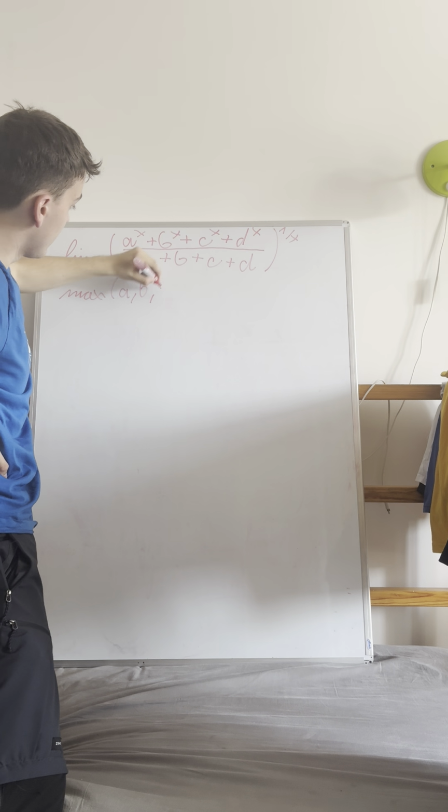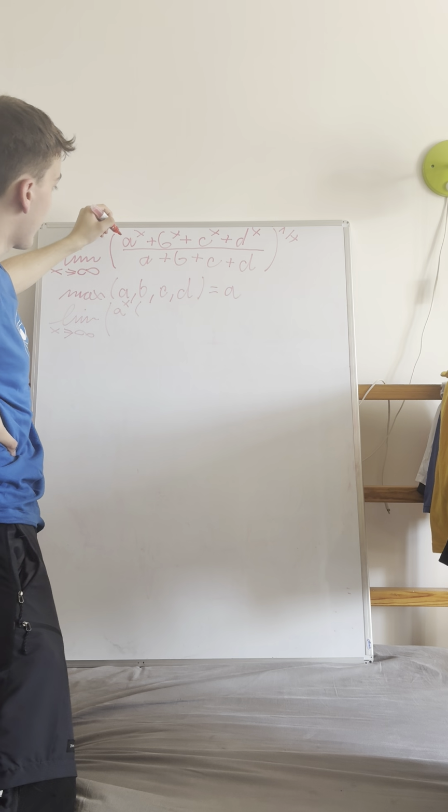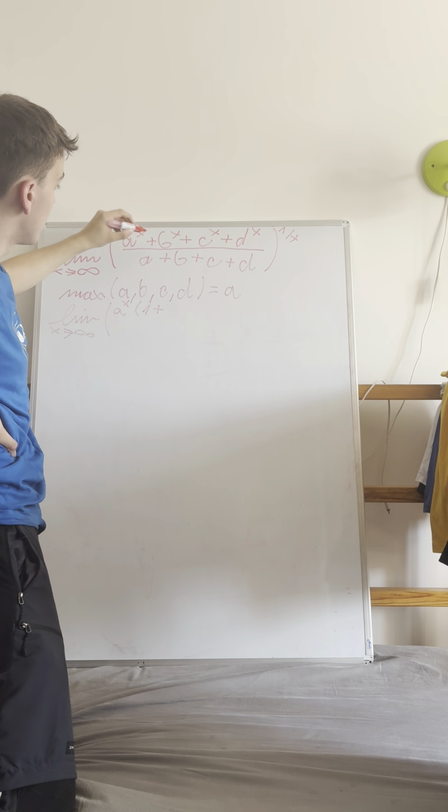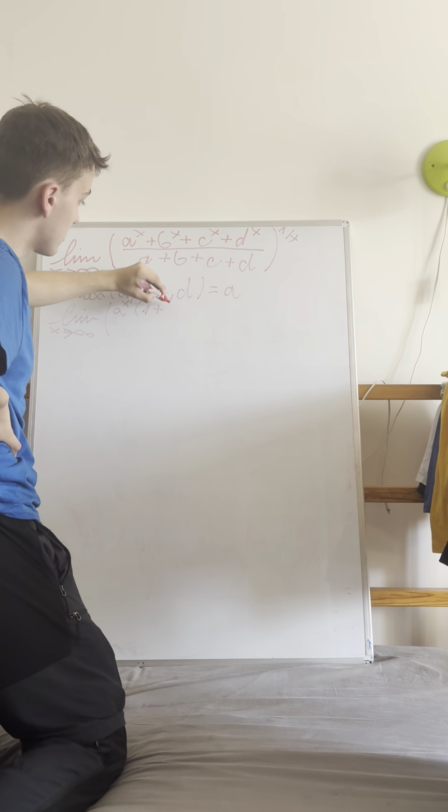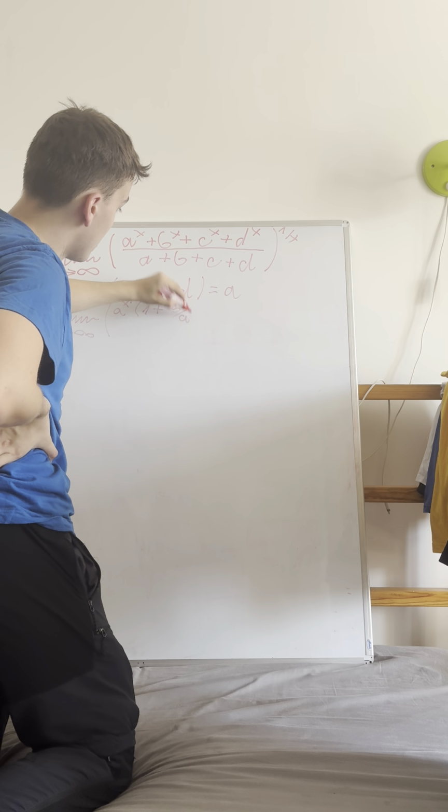So we have the limit of x tends to infinity, and here we have factorized a to the x, and then we have a to the x we factorize, so we have 1 plus b to the x divided by a to the x. That's just b over a to the power of x, like some of the basic rules. And then we can do the same for all the other variables, c to the x and plus d to the x divided by a to the x. Yes, it looks so complicated, but we will make it simple, believe me.